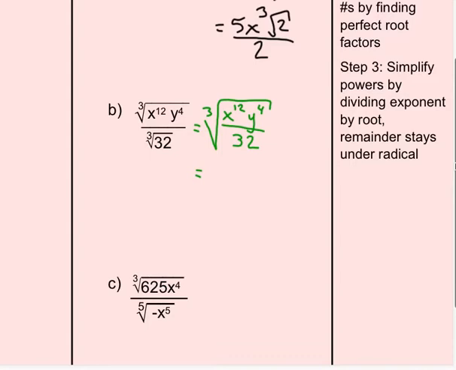12 divided by 3 is 4, so x to the 4th is coming out. 4 divided by 3 is 1, and we'll still have y left under the radical. In the denominator, the perfect cube factor of 32 is 8. Cube root of 8 is 2. Under the radical, we would have a 4 left over.